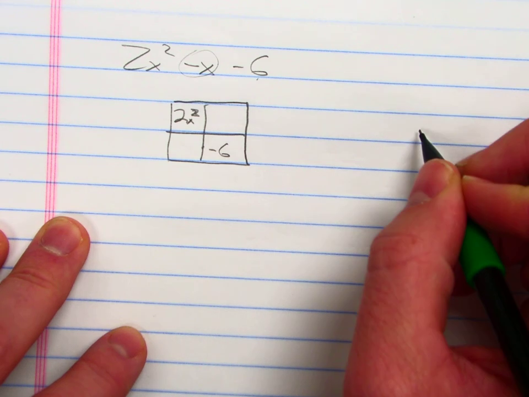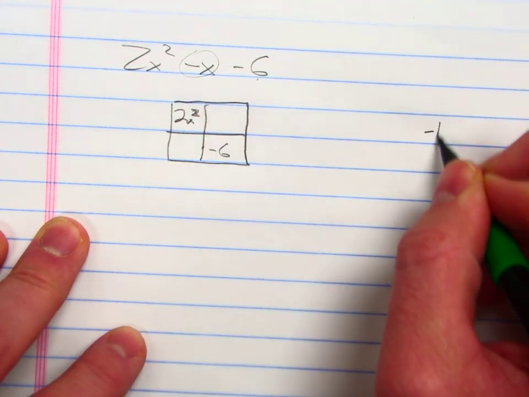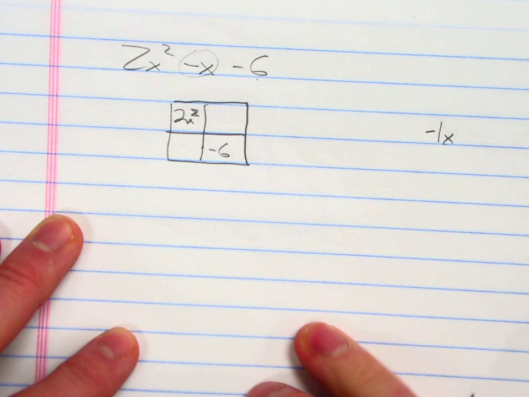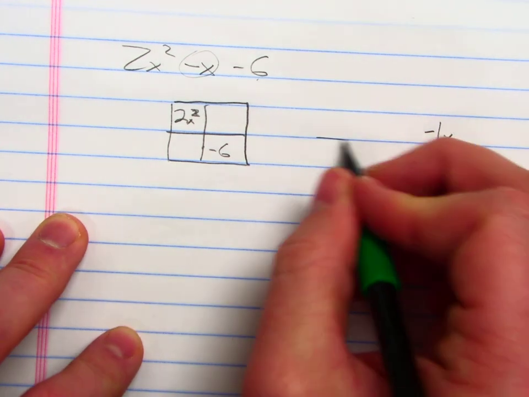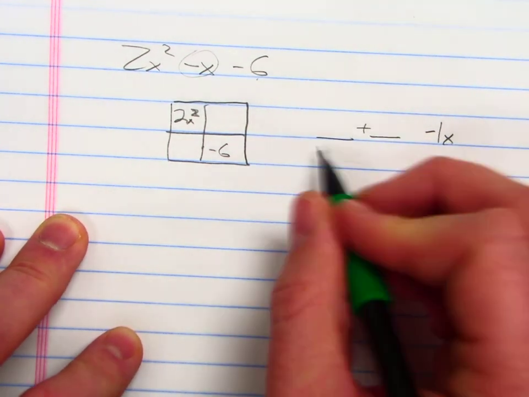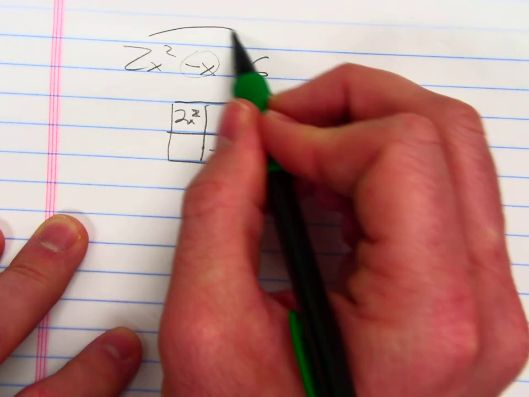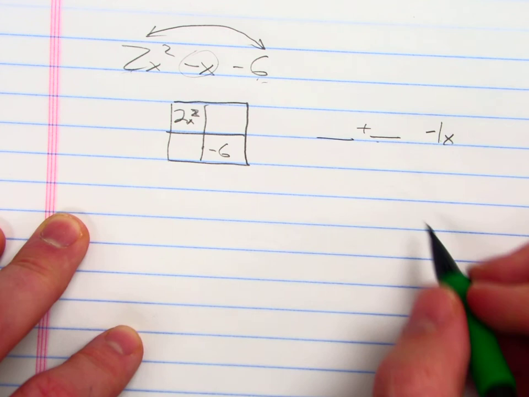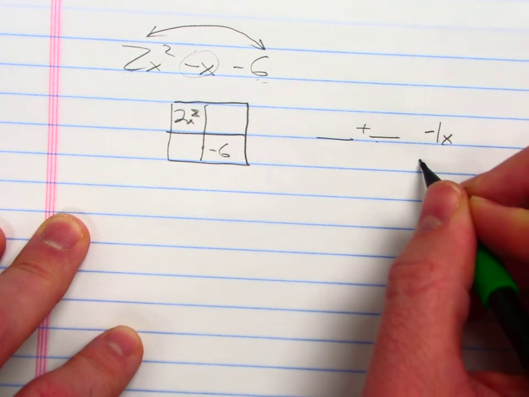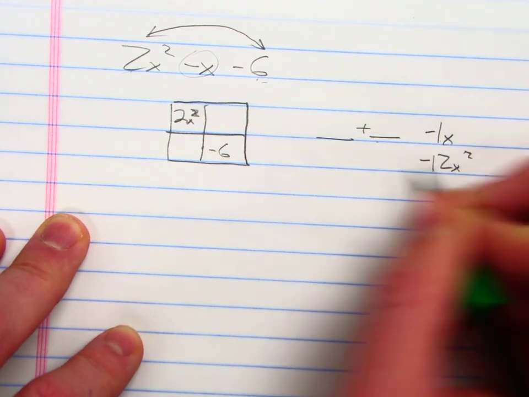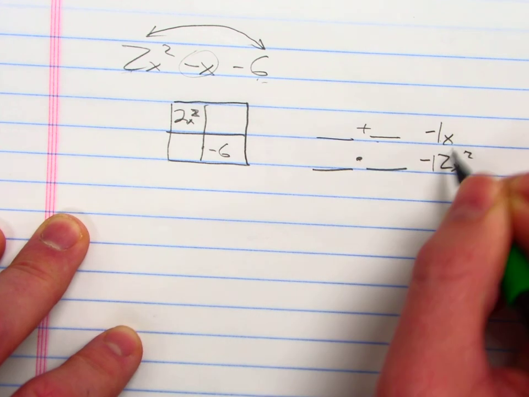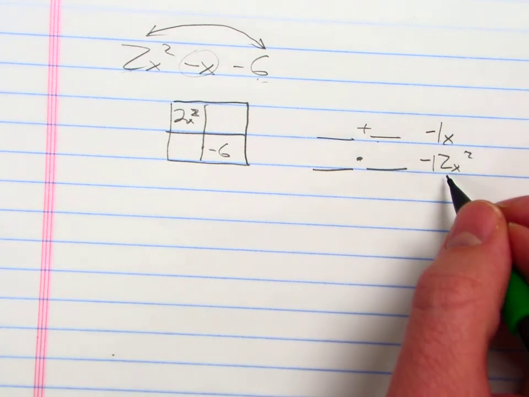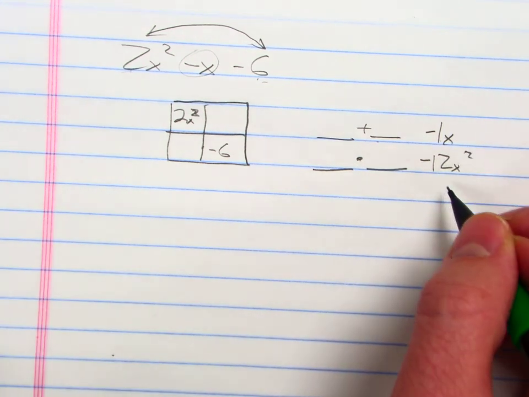So I need two numbers that will add to give me negative x, or in other words, negative 1x. So what two numbers are those that I can add to make that? But I also need two numbers that will multiply to give me my product of my first and my last terms, which would be negative 12x squared. So what two numbers can I add to make negative 1x, but multiply to make negative 12x squared?